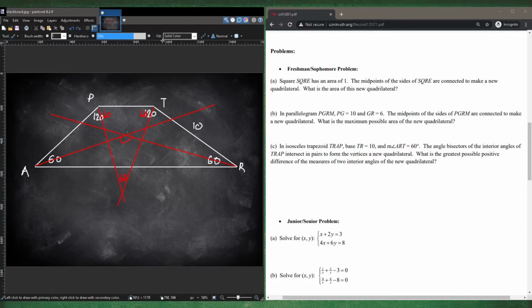Now let's find this angle. So we could use this triangle. This is an angle bisector, so this is 30 because half of 60 is 30. So 180 minus 30 means this is 120.